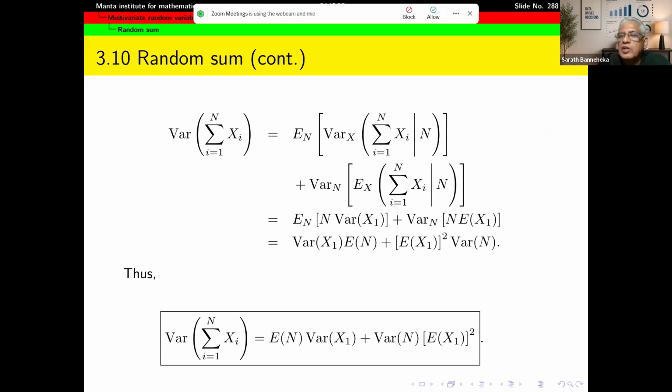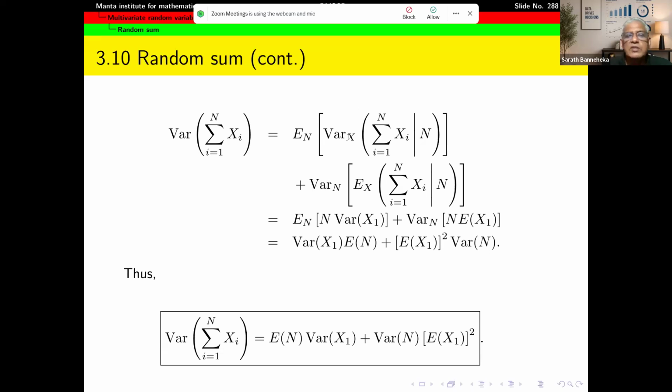Again, you can derive an expression using the variance decomposition formula that we discussed in a previous lecture. Right. So that gives you the expected value of this quantity for a given n, variance of the sum of x given n, plus the variance of the expected value of sum of x given n. Right. So this is directly coming from the previous lecture.